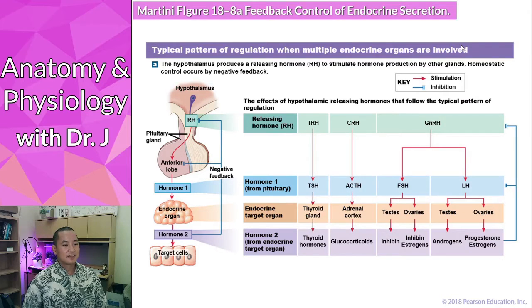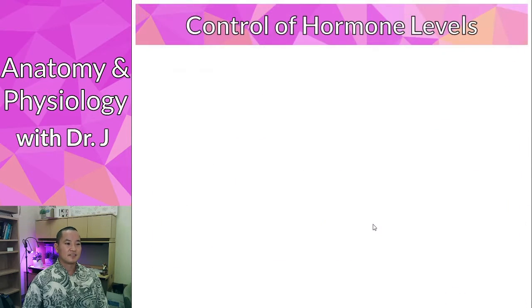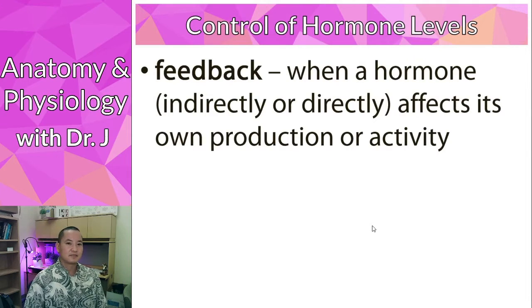So notice, this is what we covered in the previous lectures, how you stimulate and cause these hormone cascades. But now this is how you press the brakes on this whole system. And it involves something called negative feedback. So what is feedback? Well, feedback is when a hormone affects its own production or activity.